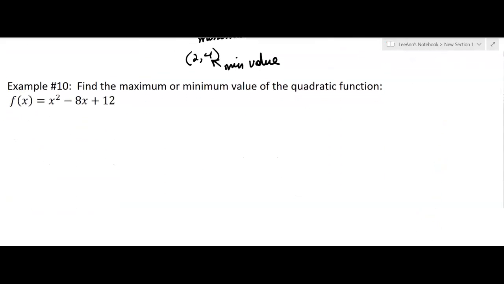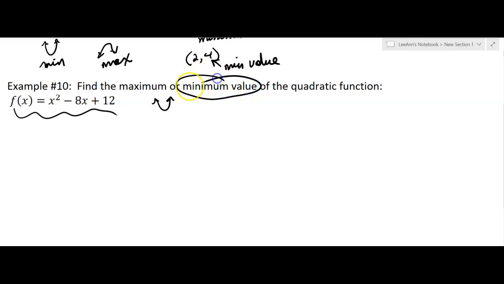All right, so now in example 10, it says find the maximum or minimum value of the quadratic function. All right, if it's right side up, it's going to be a min. And if it's upside down, it's going to be a max. So we can tell by looking at the quadratic function, if a is positive, then it's going to be right side up. So this one's positive, it's going to be right side up. So it's going to have a minimum value, okay?